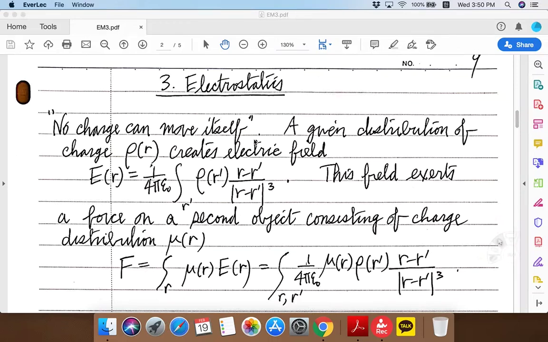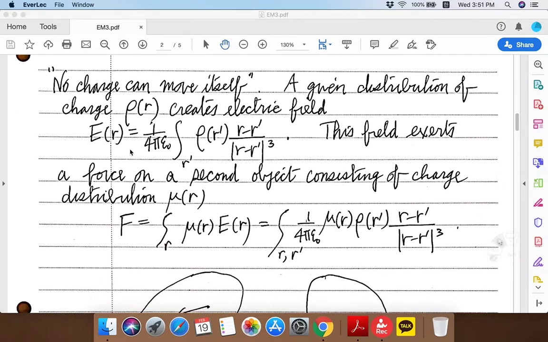And the proof goes roughly as follows. Let's say we're given some distribution of charge described by this function rho. Rho gives you the charge density at a given point r in space. And with such a charge distribution, there would be an electric field distribution given by this integral formula. This is nothing but a statement of Coulomb's law.